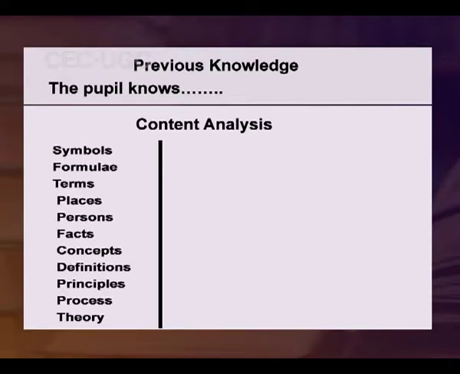After that, content analysis must be done. The content is analyzed thoroughly and various points are listed here like symbols and formulae if any, terms, places, persons, facts, concepts, definitions, principles, process, theory, etc.